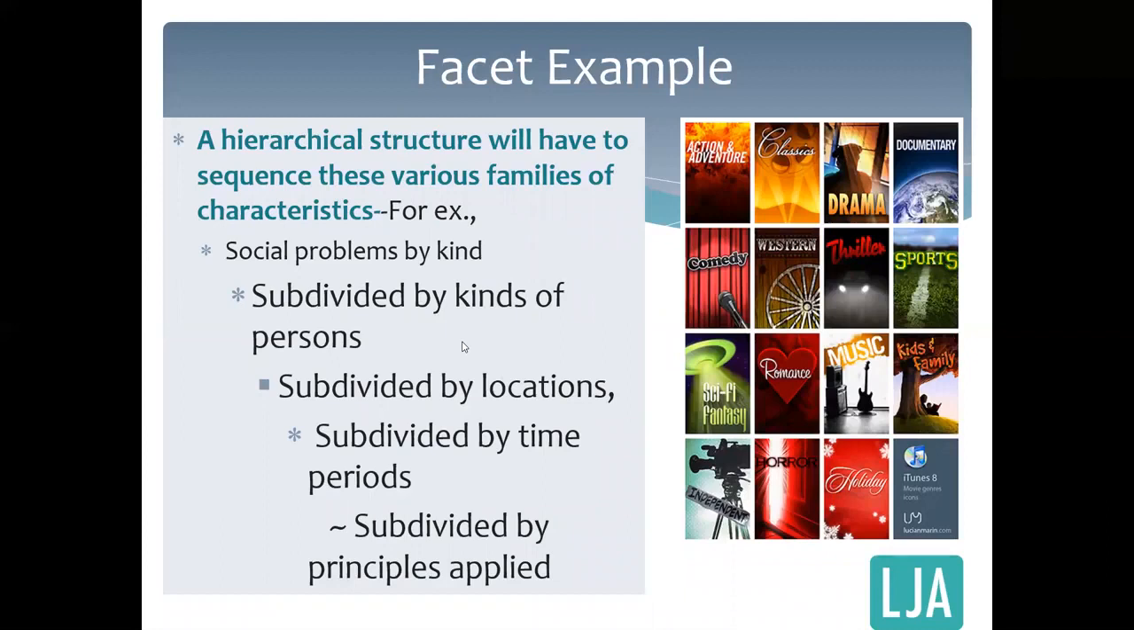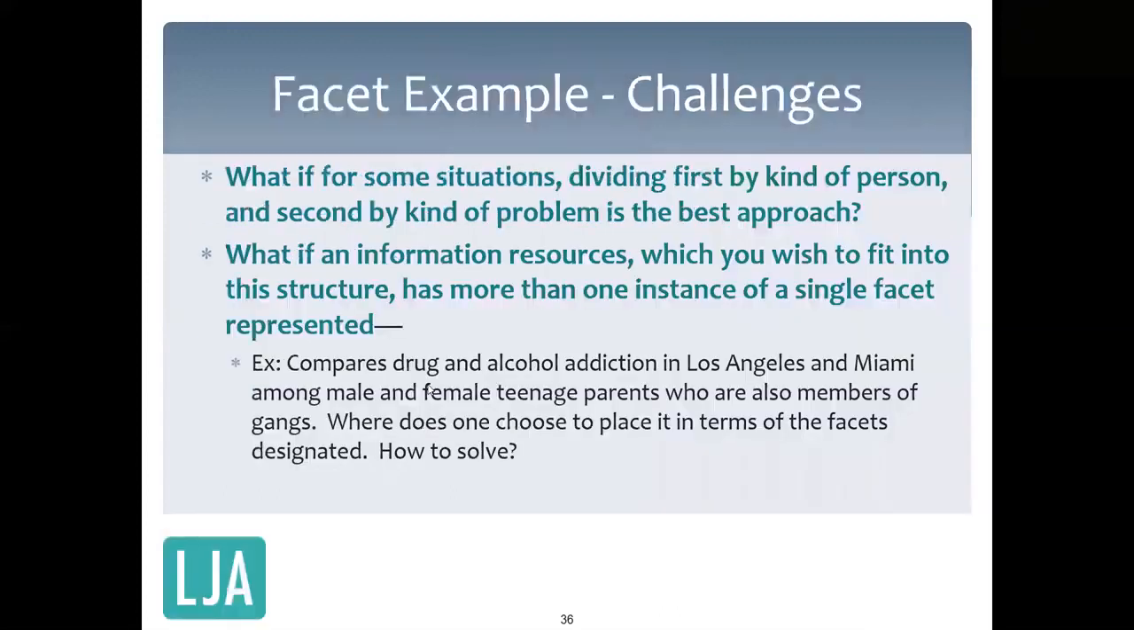We have a hierarchical structure, and we sort of think of it as families. So we can break things down a little bit more. So it's sort of a facet and a facet even. So we can have social problems by kind, and then we're going to divide those by kinds of people, or by locations, or by time periods, or by principle. So we can keep dividing things a little bit more. So this is how we start thinking about how we're going to not only organize things on our shelf, but how we're going to further define our notations.